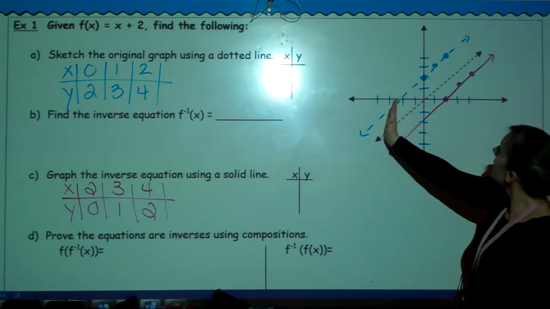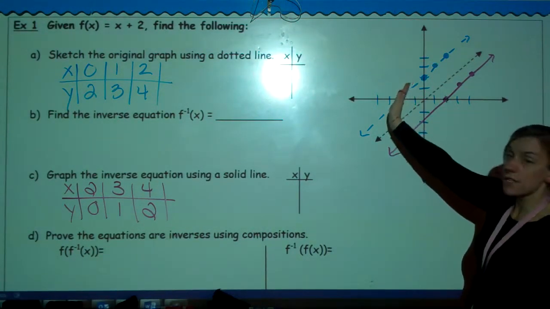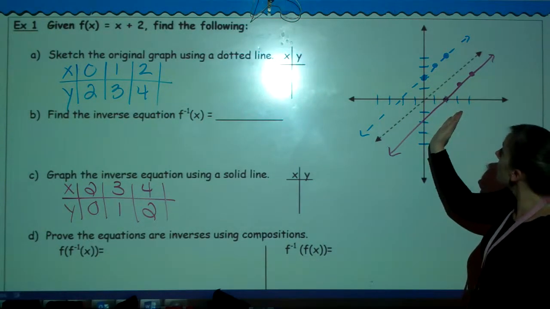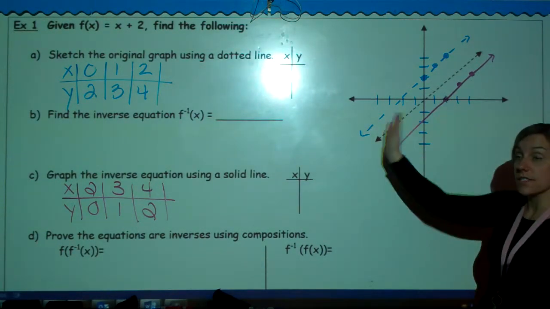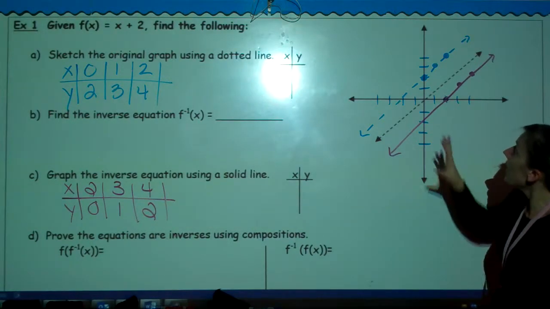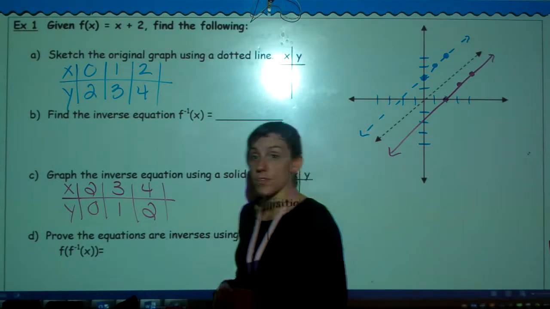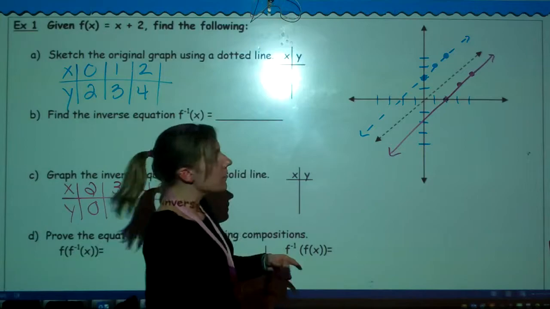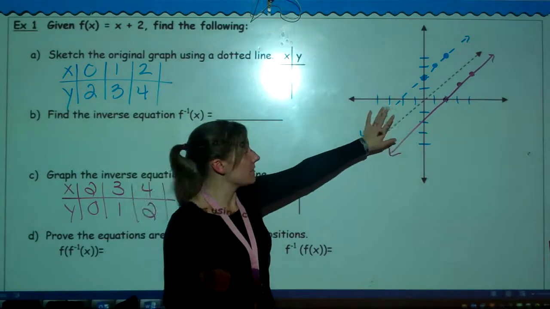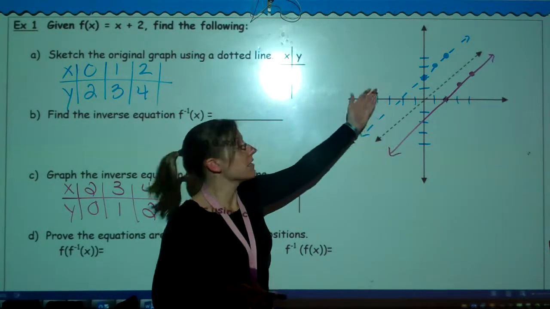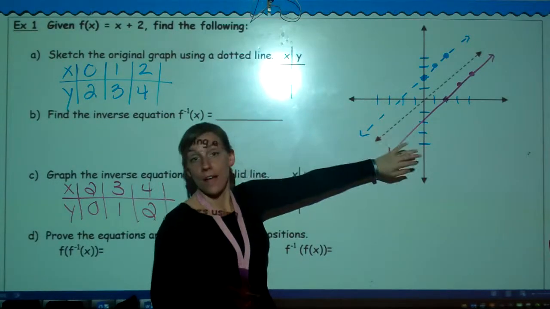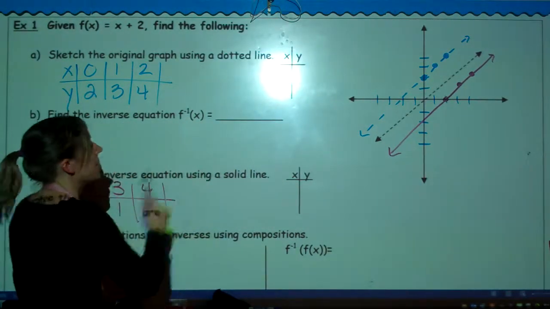But if you notice that they are a reflection, this was the original, and if you were to flip it, that would be its inverse. That is its reflection, okay? And so that's how we can see that those are inverse functions. And I heard some questions that you might see involve recognizing these graphs, that it flips over that dotted line.